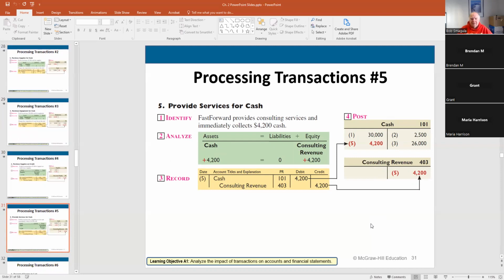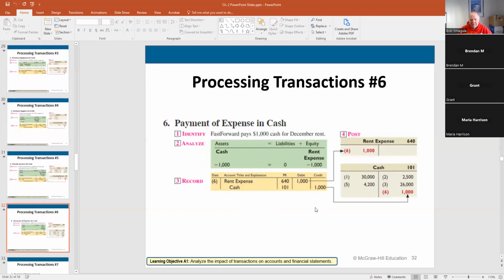Fast Forward provides consulting services for cash. Okay, let's put it into our equation. Cash goes up, and so does revenue. Revenue increases equity. Expenses decrease equity. No exceptions. Revenue increases equity. Expenses decrease equity. So here's the posting. Debit cash. Cash goes up with the debit. Consulting revenue goes up with the credit.